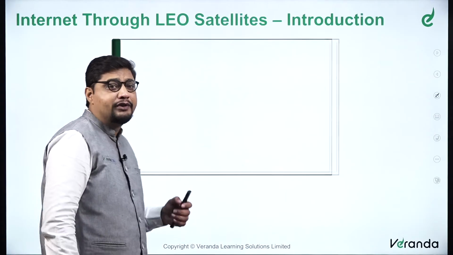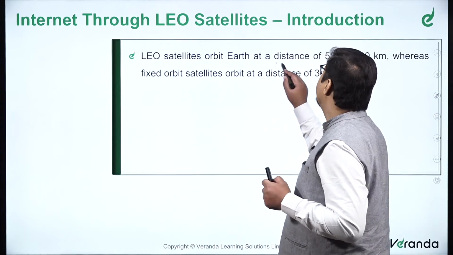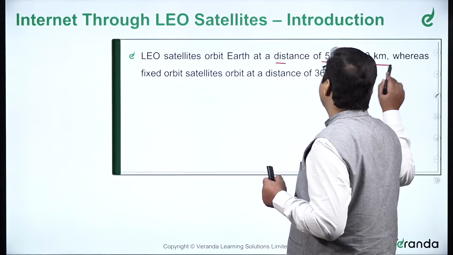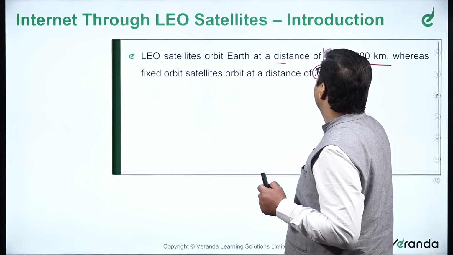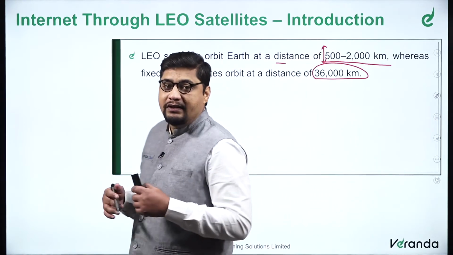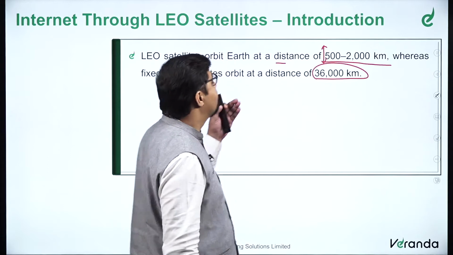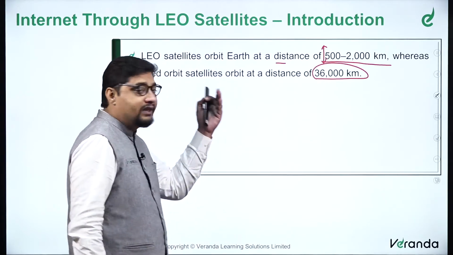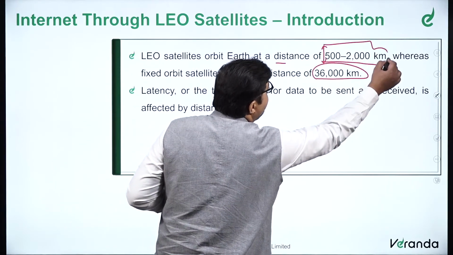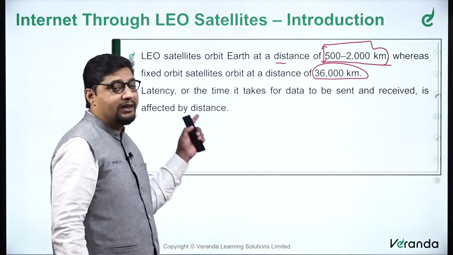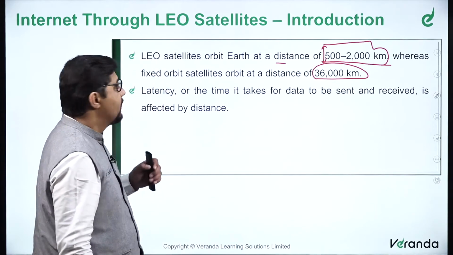Now, let's first begin by introducing ourselves to internet through low Earth orbit satellites. LEO satellites orbit Earth at a distance of around 500 to 2000 kilometers, whereas fixed orbit satellites orbit at a distance of 36,000 kilometers. So there is a significant space between the distance at which the low Earth orbit satellites are and the distance at which the fixed orbit satellites are. You must remember that low Earth orbit satellites are those located particularly 500 to 2000 kilometers above the Earth's surface.